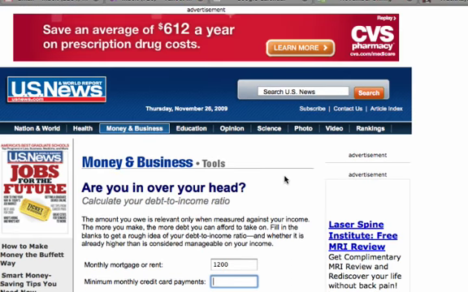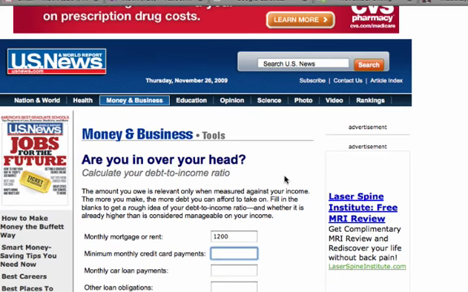So let's just imagine your monthly mortgage payment is $1,200, and with that, what you want to include is your whole payment, okay? So including your mortgage, your taxes, and your insurance. Just put that whole amount in there.